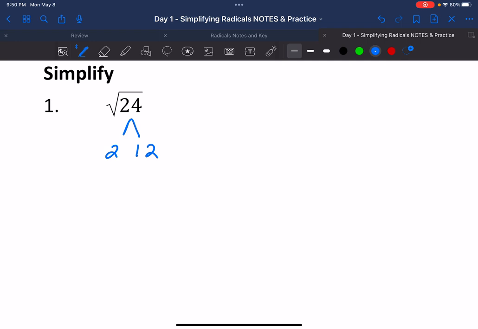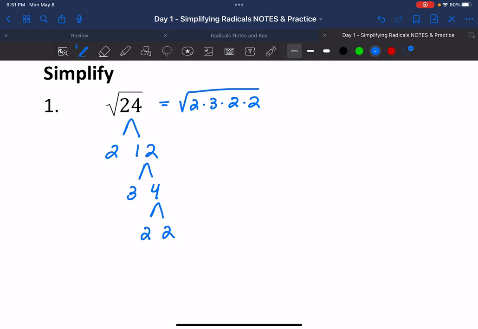Well, 2 is a prime number, but 12 is not. I can keep dividing it out. So let's do 3 times 4. All right, well, I can still keep dividing it out. 4 is 2 times 2. Okay, so now I have the prime factors 2 times 3 times 2 times 2. So what this essentially is saying is I have under the square root 2 times 3 times 2 times 2. If you were to multiply all of those together, 2 times 3 is 6 times 2 is 12 times 2 is 24.